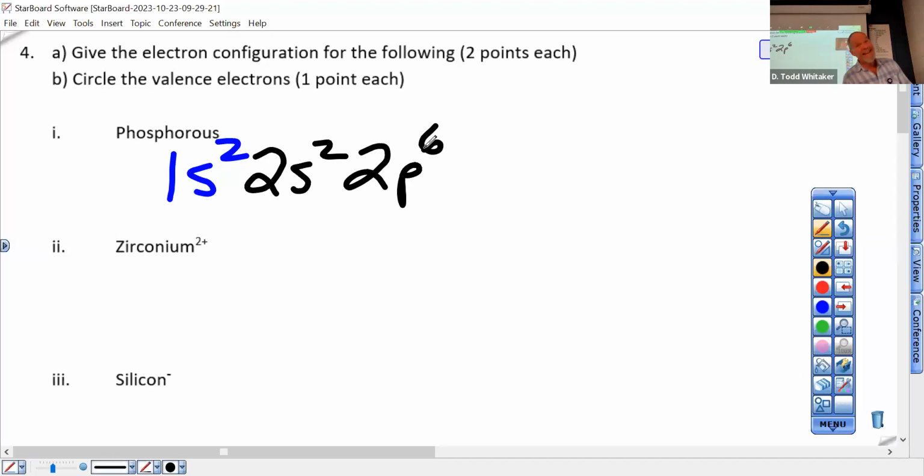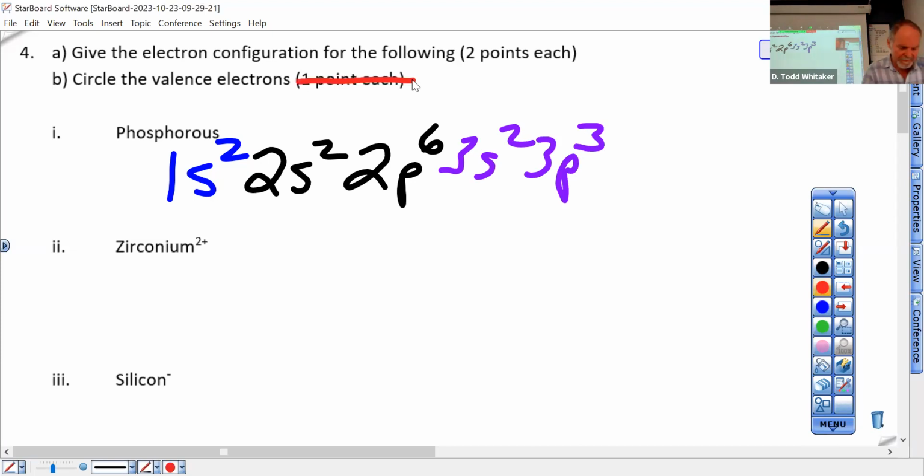To get to magnesium, you go 3s2. Now, you are not going all the way across the p's. You only need to get to the third one. I'm looking at the periodic table. 3p3, done, end of story, good work, you got a point. I'm thinking these are worth 2 points each. I think they were 2 points each. Circle around, yeah, it's perfect.